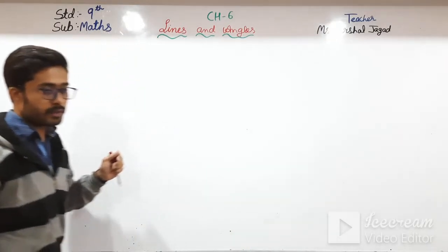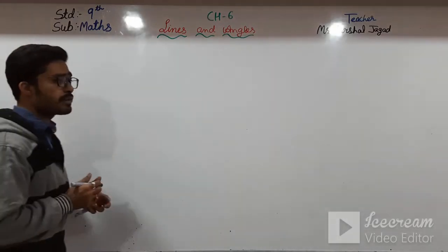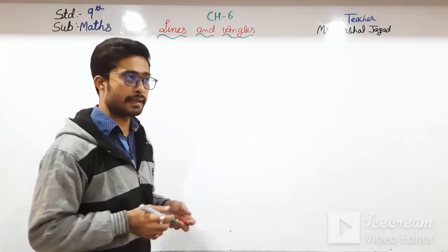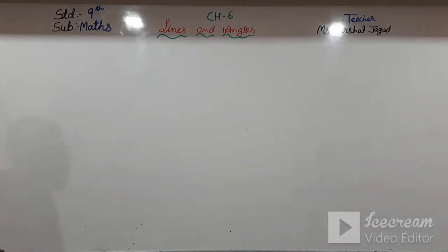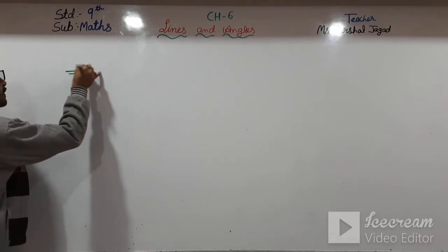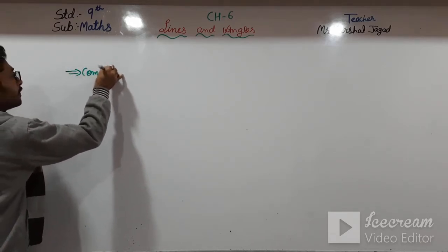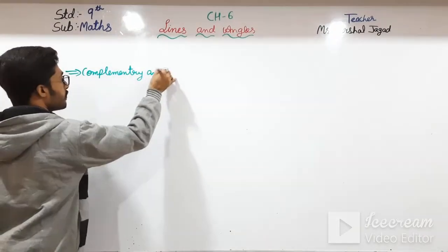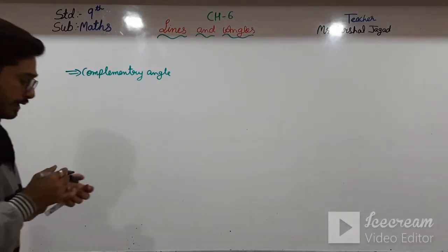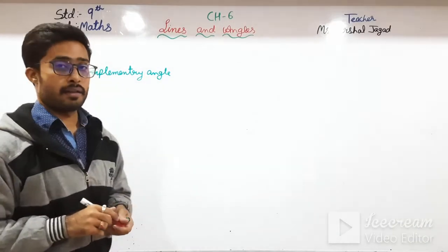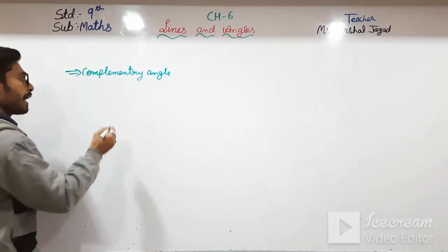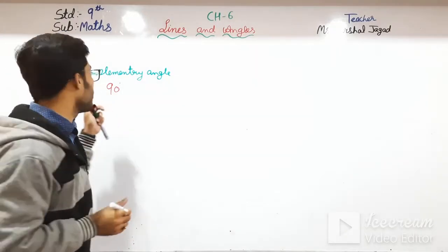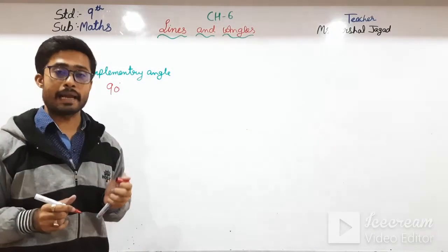Now we will study complementary angle first of all, which is not in your book, but I am just giving you some basic idea about that. What is complementary angle? When the total of two angles is 90 degree, then we can say that it is complementary angle.